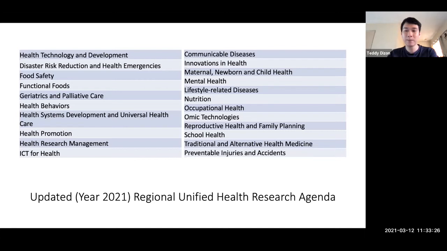So there are several priorities for the Department of Health. They wanted to prioritize universal healthcare and health systems development as topics. For DOST, I think their priorities for 2019 to 2022 are those presented yesterday. That includes diagnostics, omic technology, ICT for health, disaster resilience, functional food, and disaster risk reduction and health emergencies. So for the Department of Health, that's universal healthcare and health systems development.